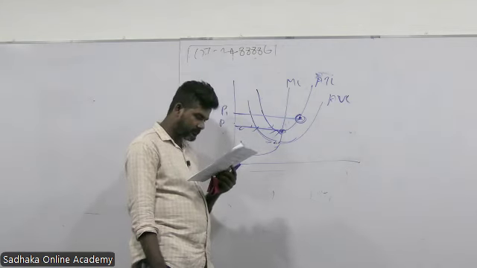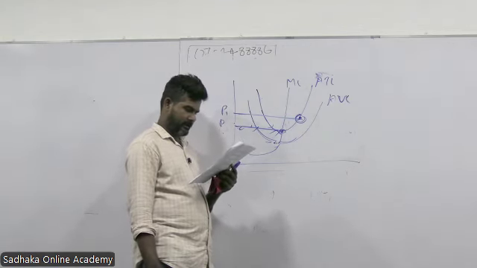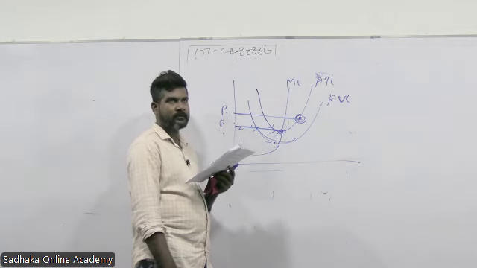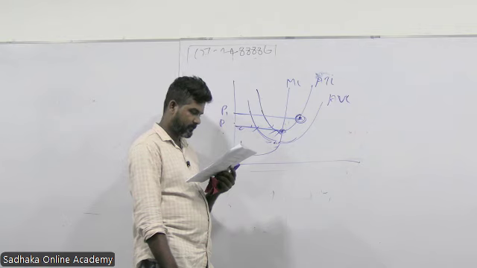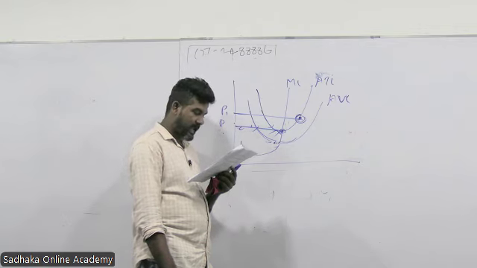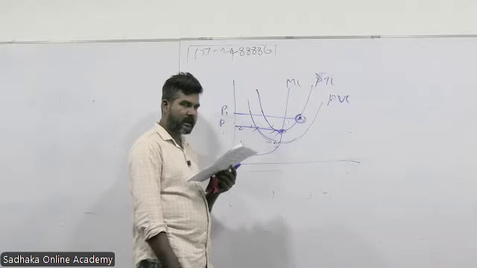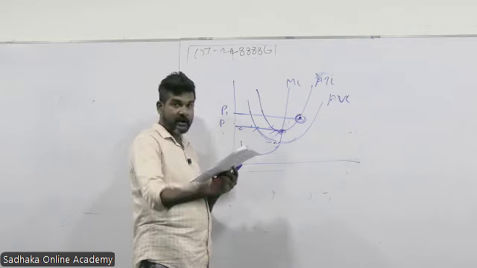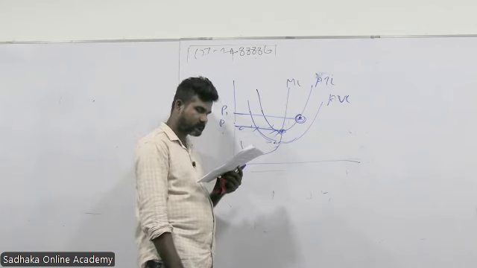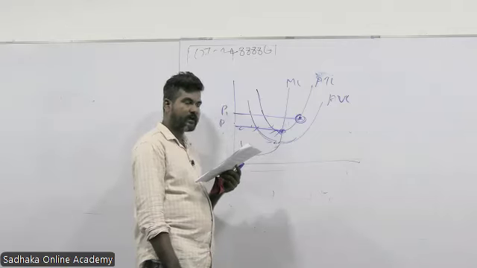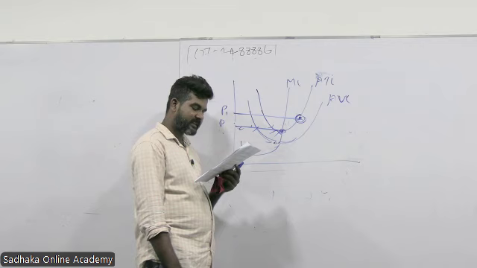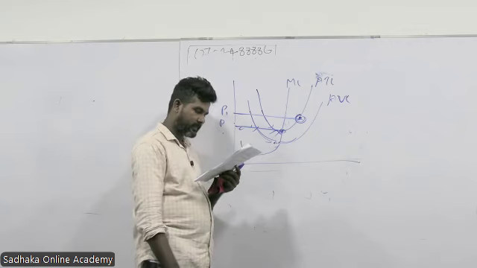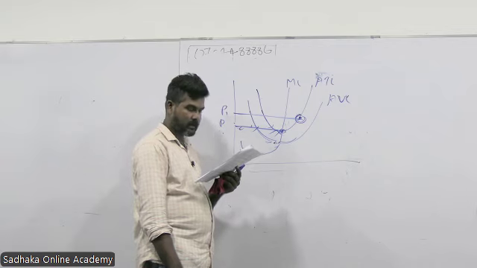And let's say firms are not productively efficient, as they produce at a level of output where price is greater than marginal cost. Underline that. Where the price is greater than marginal cost.